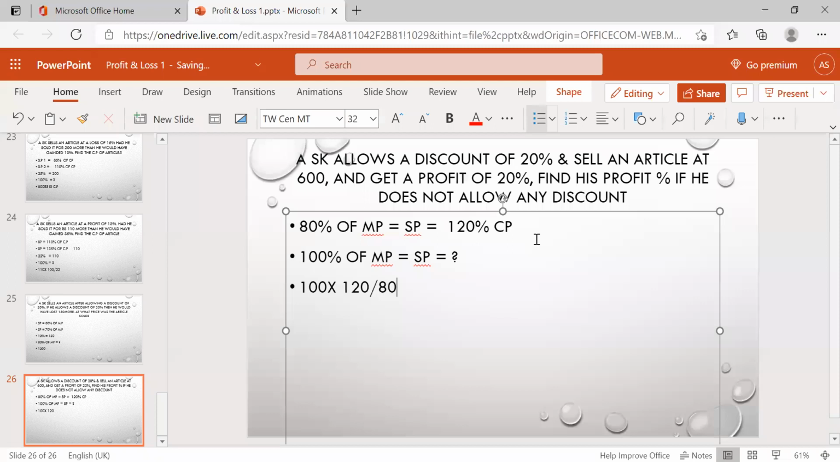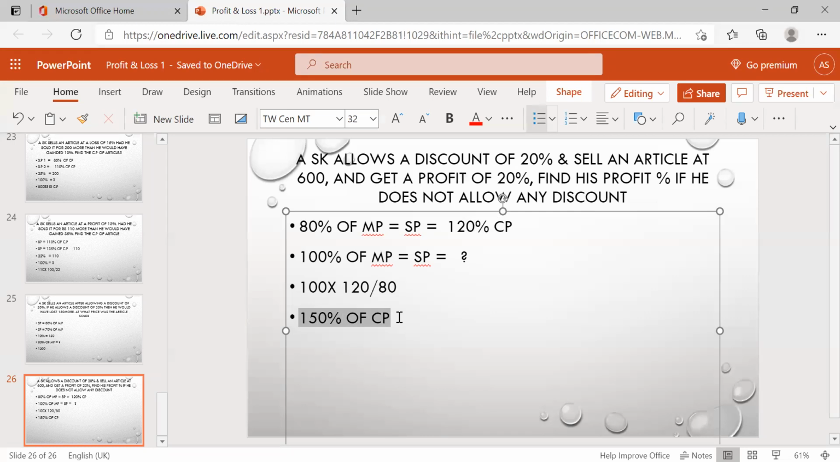Now, 80 and 120, the 0 gets cancelled, and 8 15s, 15 into 10, it's nothing but 150 percentage. 150% of cost price. We are finding the question mark for this. Okay, 120% was before, now it is 150 percentage.